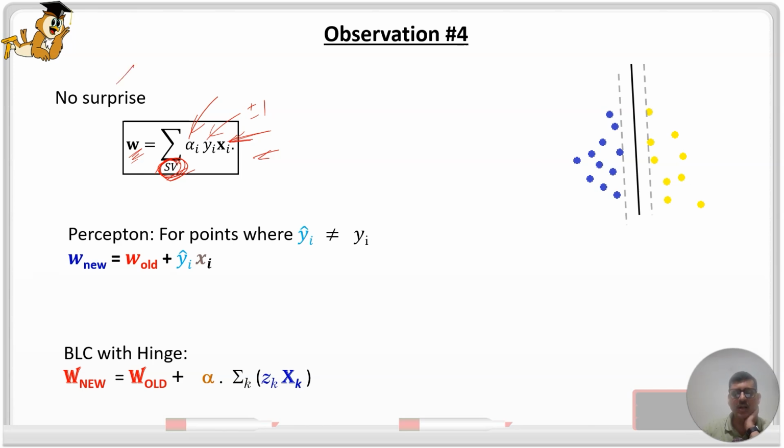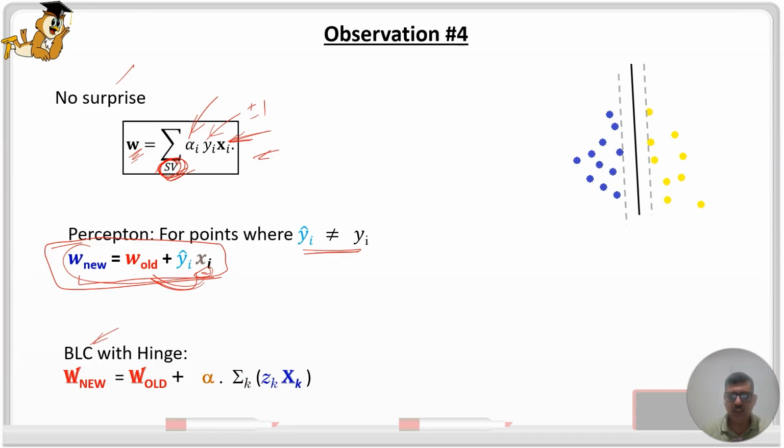Why am I saying that this should come as no surprise? It should come as no surprise for the following reasons. Number one, we saw the perceptron. There our algorithm was W new equal to W old plus y hat i times xi, for all points where y hat did not match the observation. So for those points where the observation did not match the computation, we included only those points, and we had this recursion. So you kept adding multiples of xi to get the weight vector.